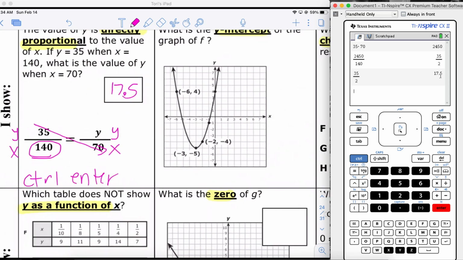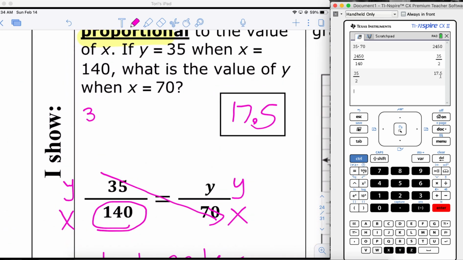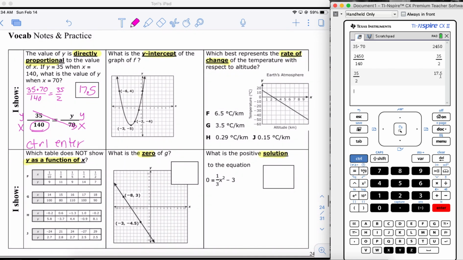I'm going to write out what I did for you. I did 35 times 70, and then I divided it by 140. And I got that 35 over 2. And we had to simplify it into a decimal. Okay? That's what directly proportional means. Set up a proportion, cross multiply. All right, second problem is not a calculator problem.